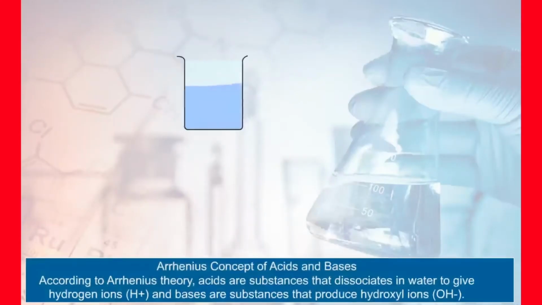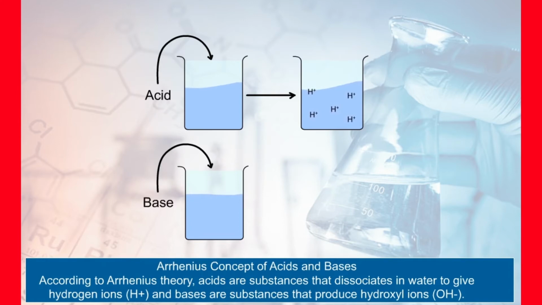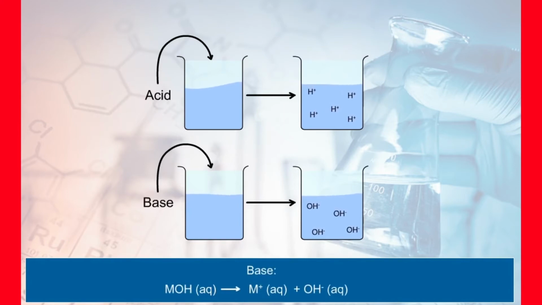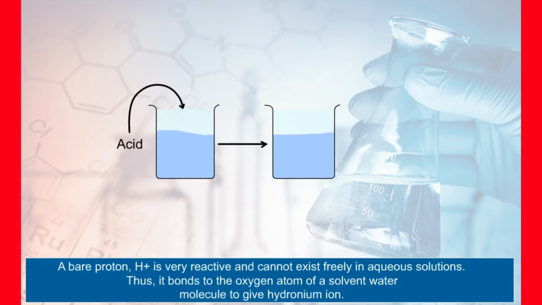Concept of acids and bases. Arrhenius concept of acids and bases. According to Arrhenius theory, acids are substances that dissociate in water to give hydrogen ions, and bases are substances that produce hydroxyl ions. A bare proton, H+, is very reactive and cannot exist freely in aqueous solutions. Thus it bonds to the oxygen atom of a solvent water molecule to give the hydronium ion.